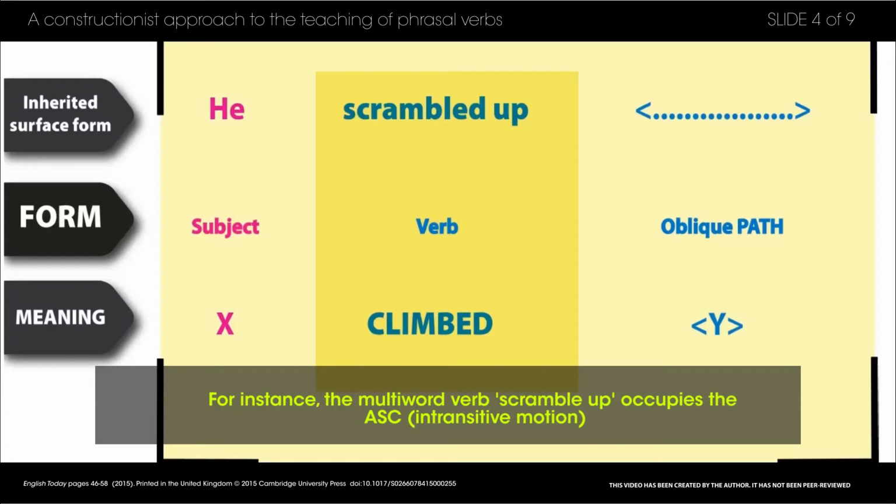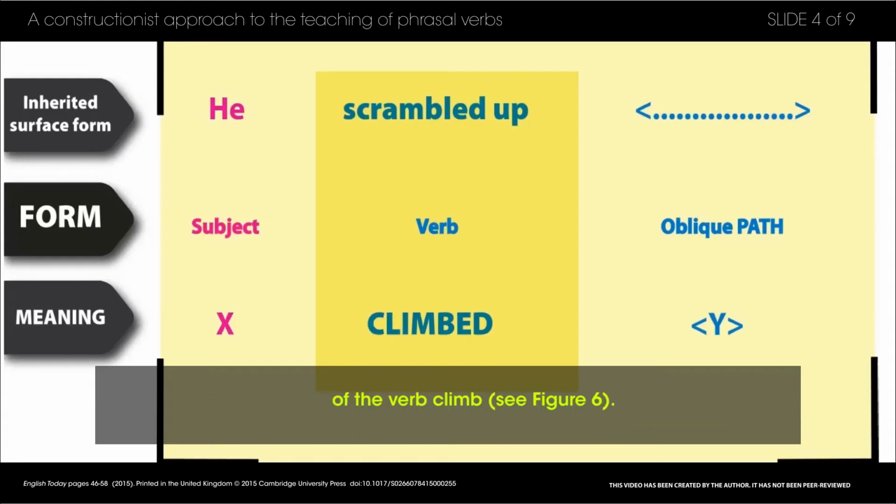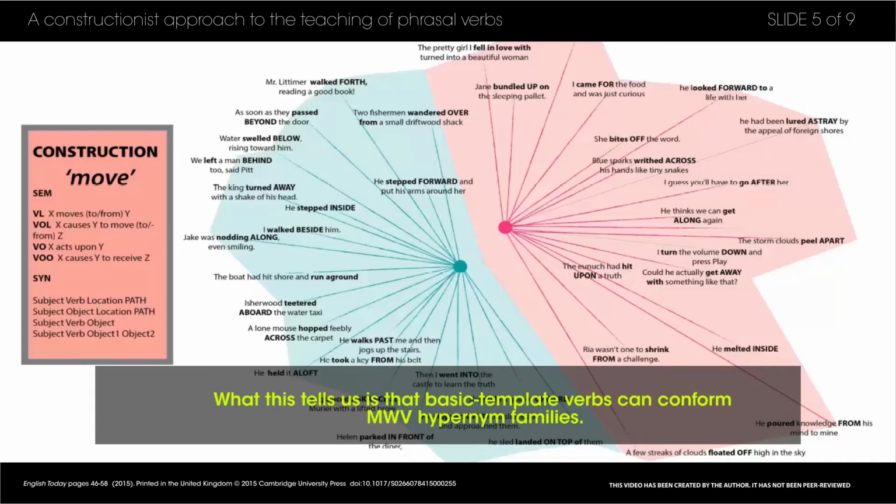For instance, the multiword verb scramble up occupies the ASC in transitive motion as the verb climb. Therefore, the packaged manner of the action in English is expressed in the form of a hyphenated outline. What this tells us is that basic template verbs can conform multiword verb hypernym families.